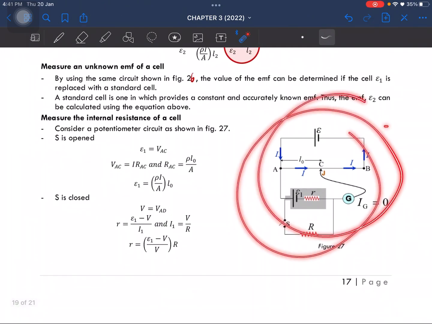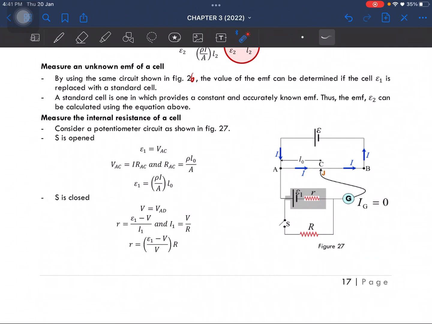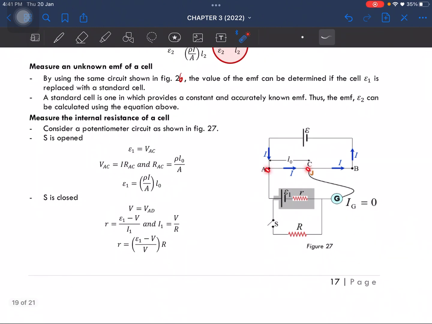So this is the circuit here. When S is open, EMF1 here will be equal to VAC. VAC for this only. So this is Ohm's law, and this is the resistance formula. Then we'll get this one, and then when S is closed, the voltage V will be equal to VAD. So this internal resistance here is equal to this one, which we get from E equals I times R plus r.